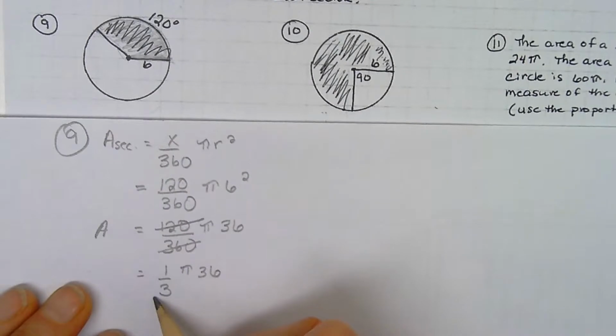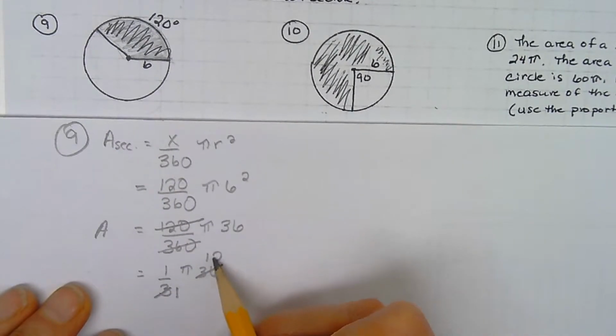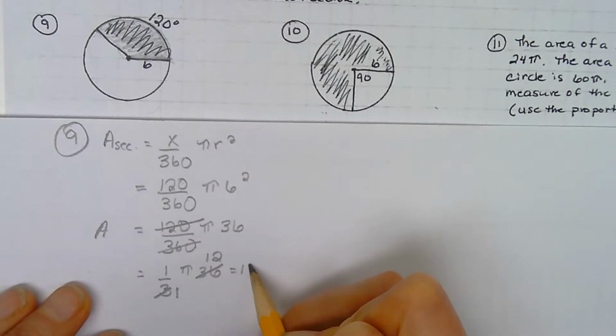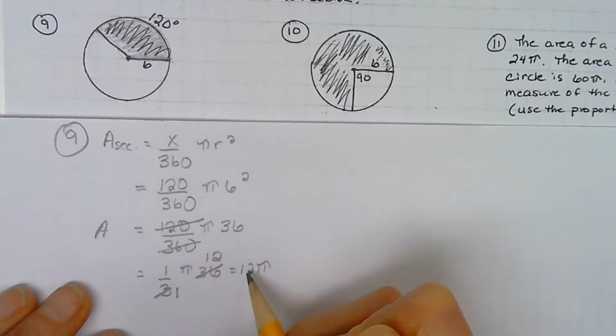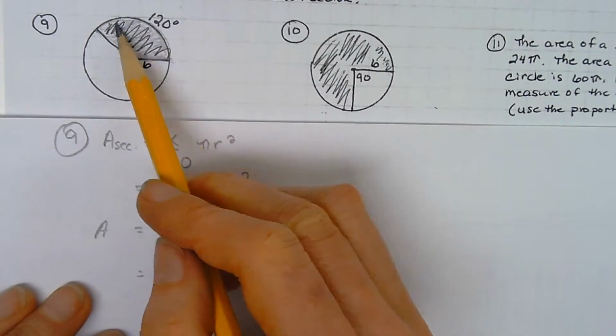120 goes into 120 once, 120 goes into 360 3 times. And then I can cancel here. 3 goes into 3 once, and 3 goes into 36 12. So the final answer here is 12 pi. That is the exact area of that sector.